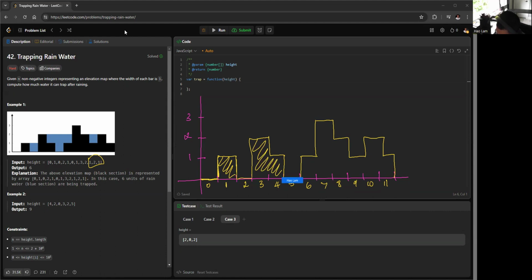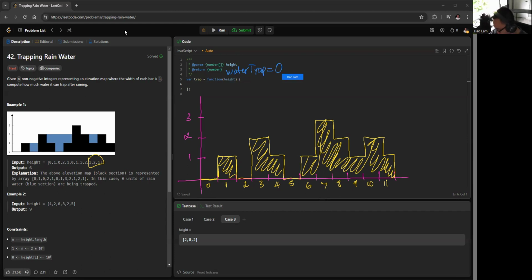So this is our hole, right? So the water can be trapped in between here, and so on and so forth. Okay, so we need to keep track of our total water trap. Let's say we can have a water trap variable to keep track of the water being trapped. We can start at 0.